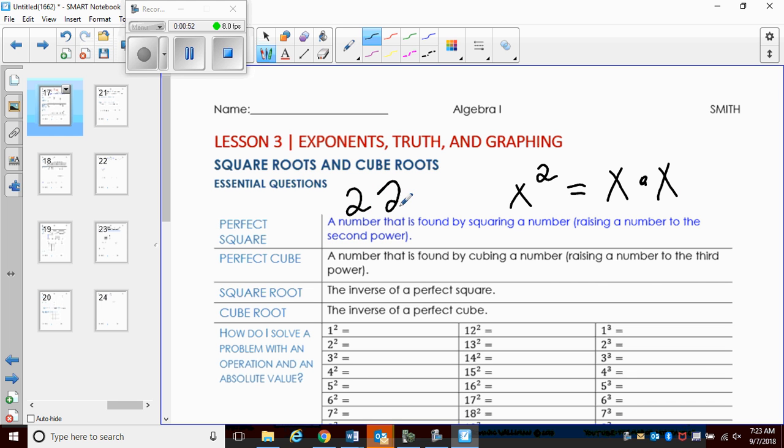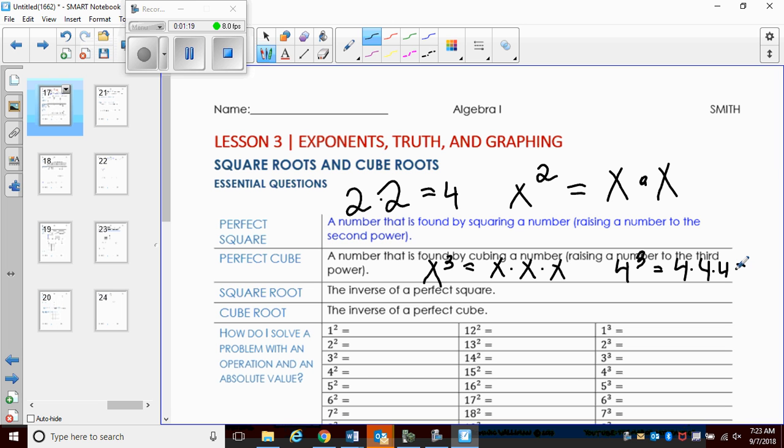2 times 2 equals 4. And just recall, we don't use the x anymore for multiplication. For the perfect cube, it's a number that's found by cubing a number, raising a number to the third power. So I could have x cubed, and that equals x times x times x. I could also say 4 cubed. That equals 4 times 4 times 4.